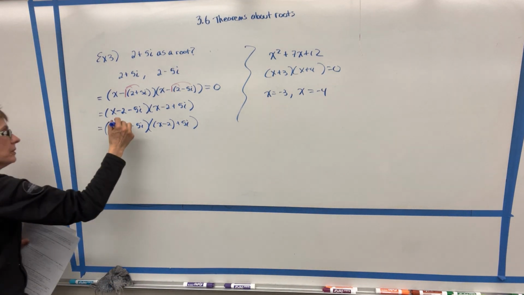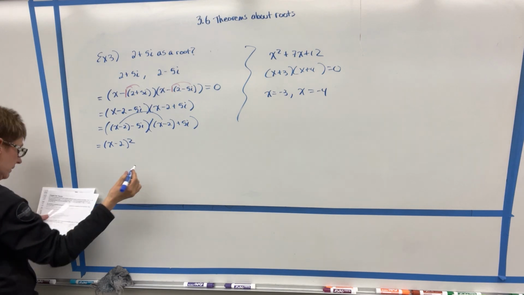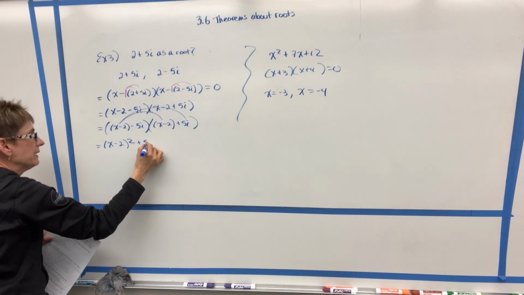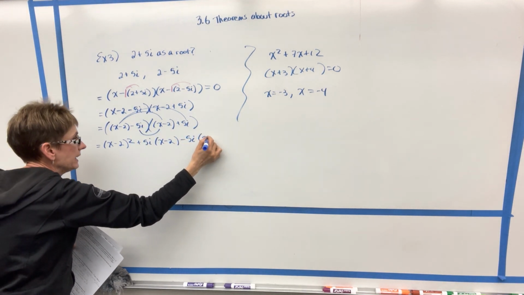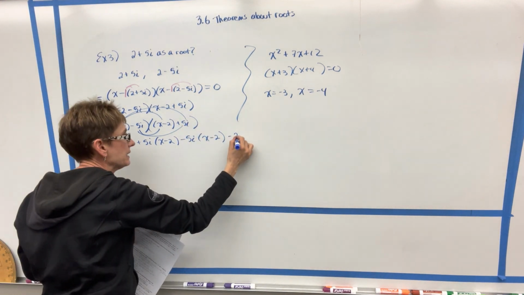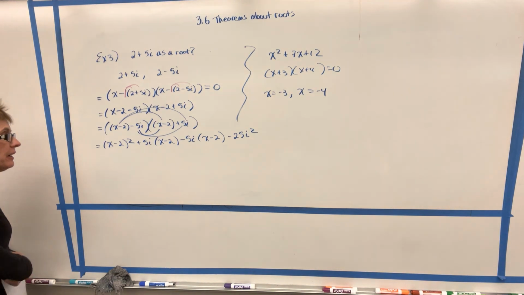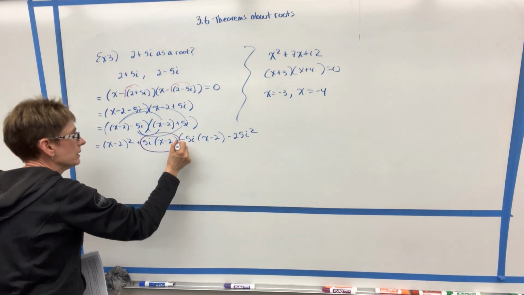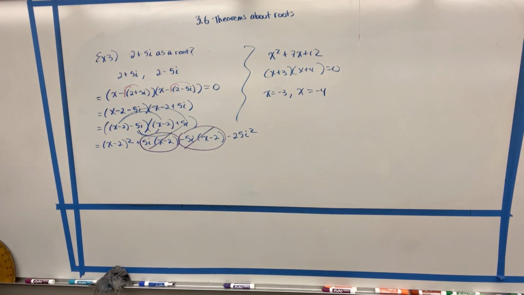Now let's go ahead and FOIL. Here I'm taking x minus 2 times x minus 2, which is x minus 2 squared. Here I'm going to take 5i times x minus 2. Here I'm going to take negative 5i times x minus 2. And on the end, I'm going to be taking negative times positive, so this will be negative 25i squared. Now I think this is kind of cool. If we look at these two terms right here, this is positive 5i times x minus 2. That is negative 5i times x minus 2. Those are going to cancel out completely.